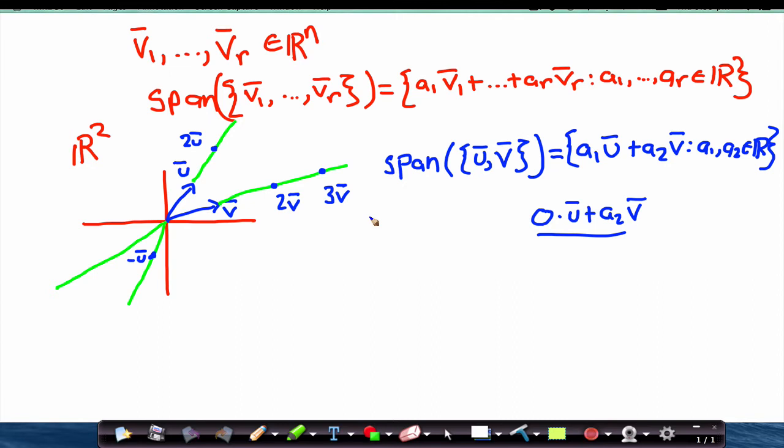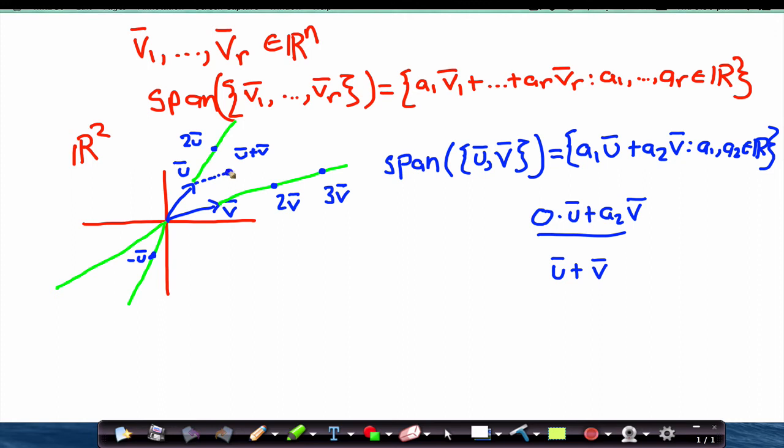All right, now let's look at some combinations of u and v. So something in the span certainly will be u plus v, right? So that's going to be this vector if we look at the sum of u and v. So if I just translate v to the head of u, that's going to look something like this, maybe this point here. That's going to be u plus v. So that's going to be in the span.